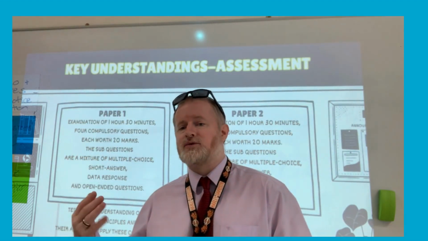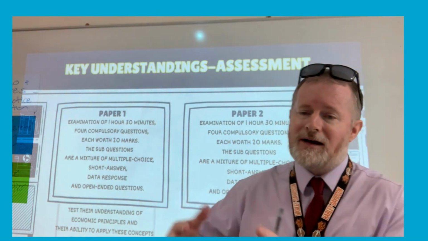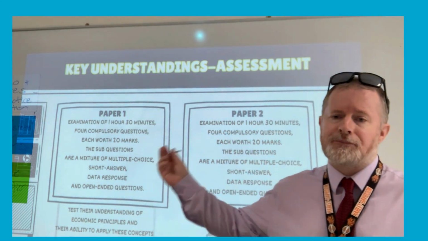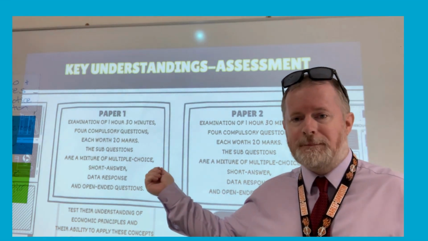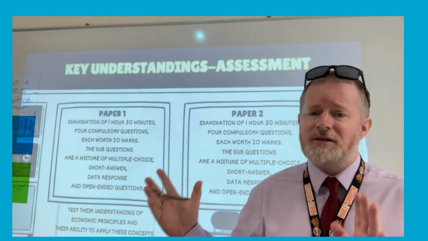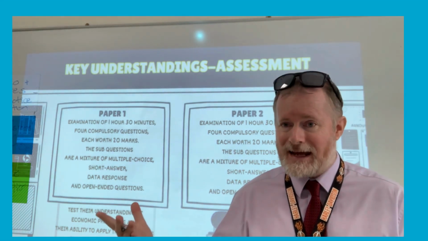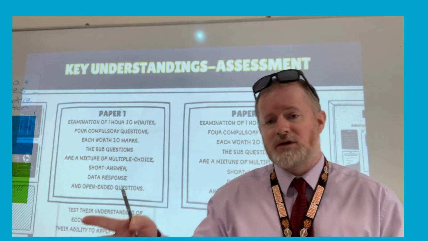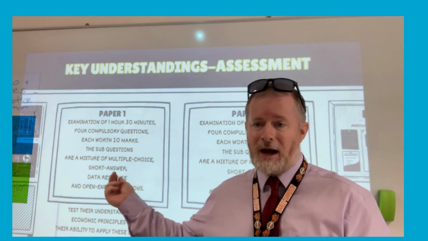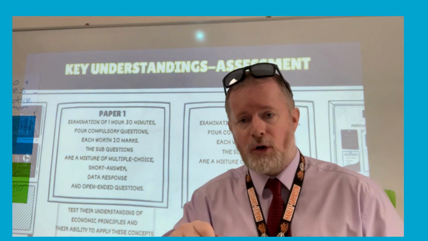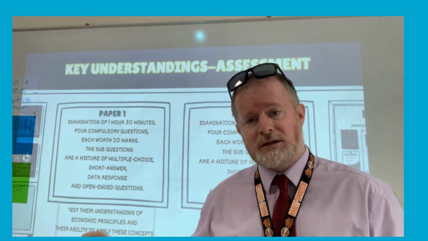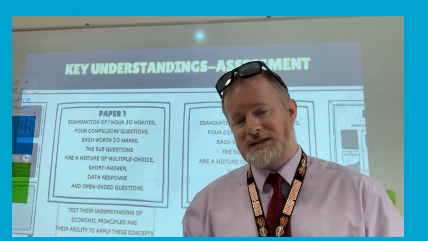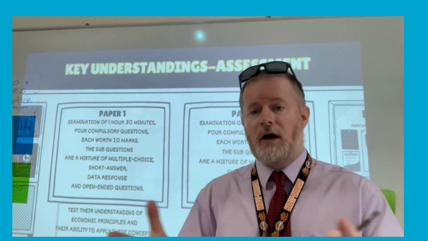Key understandings with regards to assessment. After 2 years, we're going to look at paper 1 and paper 2. They've both got the same structure. They both are an exam, an hour and a half in length. It's basically 50-50. We've divided the course in half. Paper 1 looks at microeconomics and business economics, and paper 2 looks at international economics and the macroeconomic side of our course.